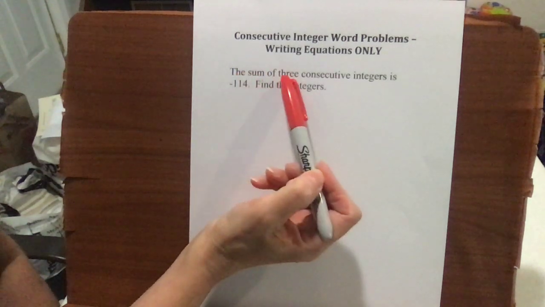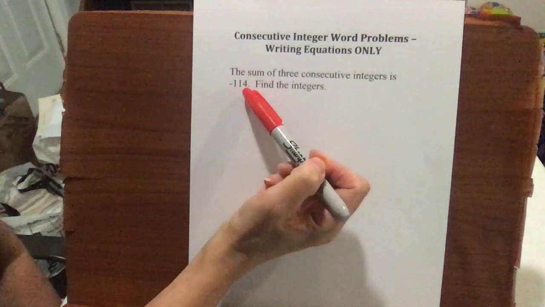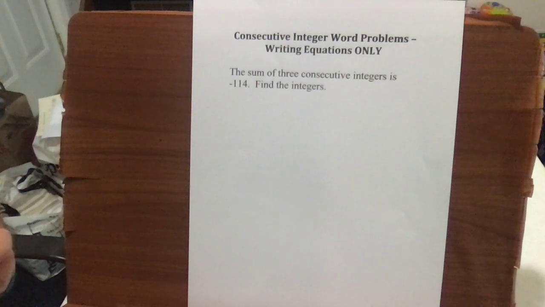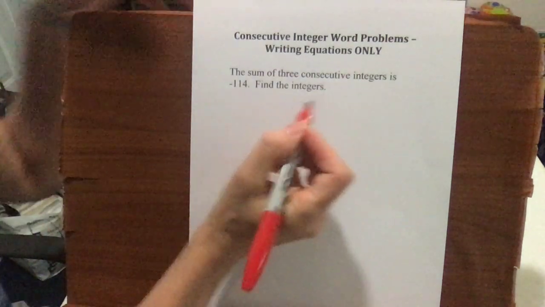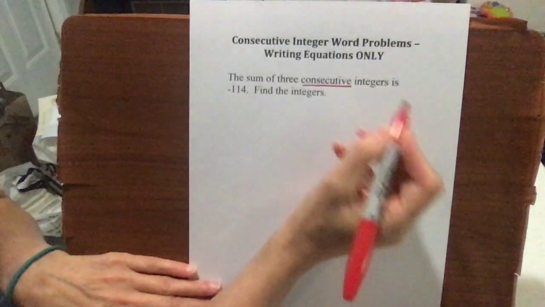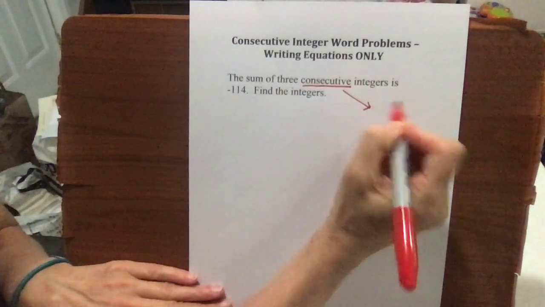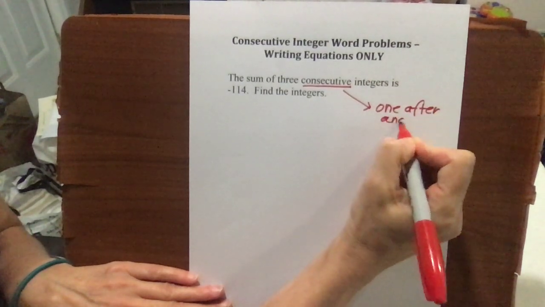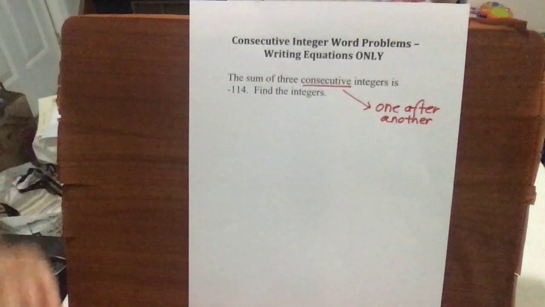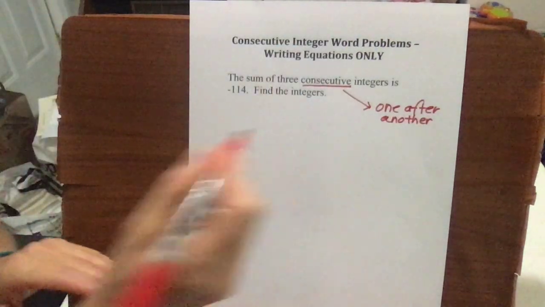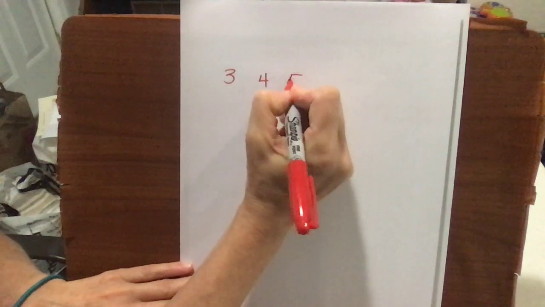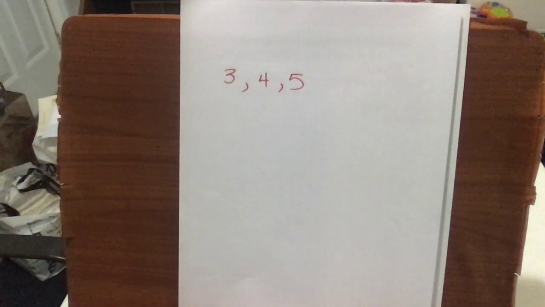So we're looking at this problem. It says the sum of three consecutive integers is negative 114. Find the integers. Remember, integers are both positive and negative numbers, including 0. Basically, when we're talking about the word consecutive, consecutive means one after another. I'll give an example. An example of three consecutive integers could be 3, 4, and 5.